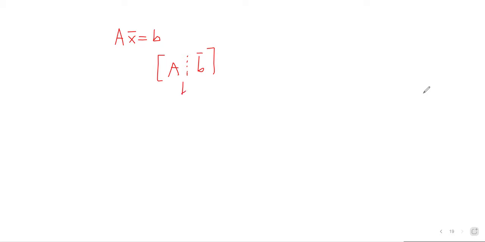If every row of A has a pivot position, remember that a pivot position is a non-zero entry after we perform the row reduction. So if the first row has a pivot position, then after we perform the row reduction, there's something in that first row that isn't zero. And if the second row has a pivot position, there's something in that second row that isn't zero. And so on. Every row has something in it that isn't zero.